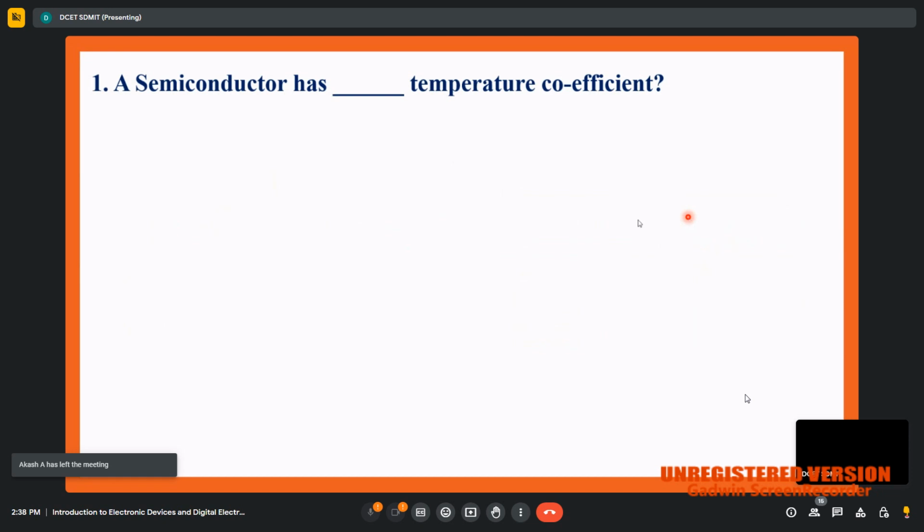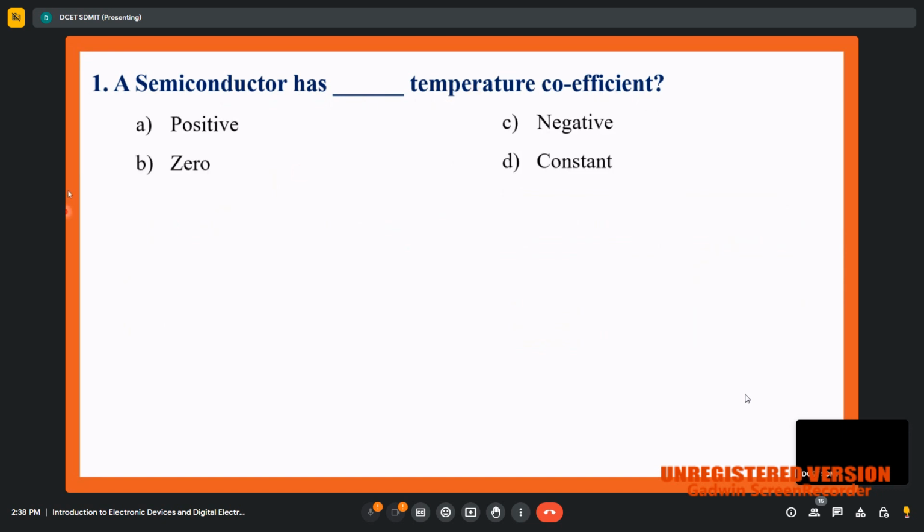Before proceeding to the next concept, here in your DCET exam they ask one question: a semiconductor has dash temperature coefficient. So here they given options like positive temperature coefficient, 0, negative, constant. So the answer is: a semiconductor has a negative temperature coefficient. Now I would like to tell what you mean by negative temperature coefficient.